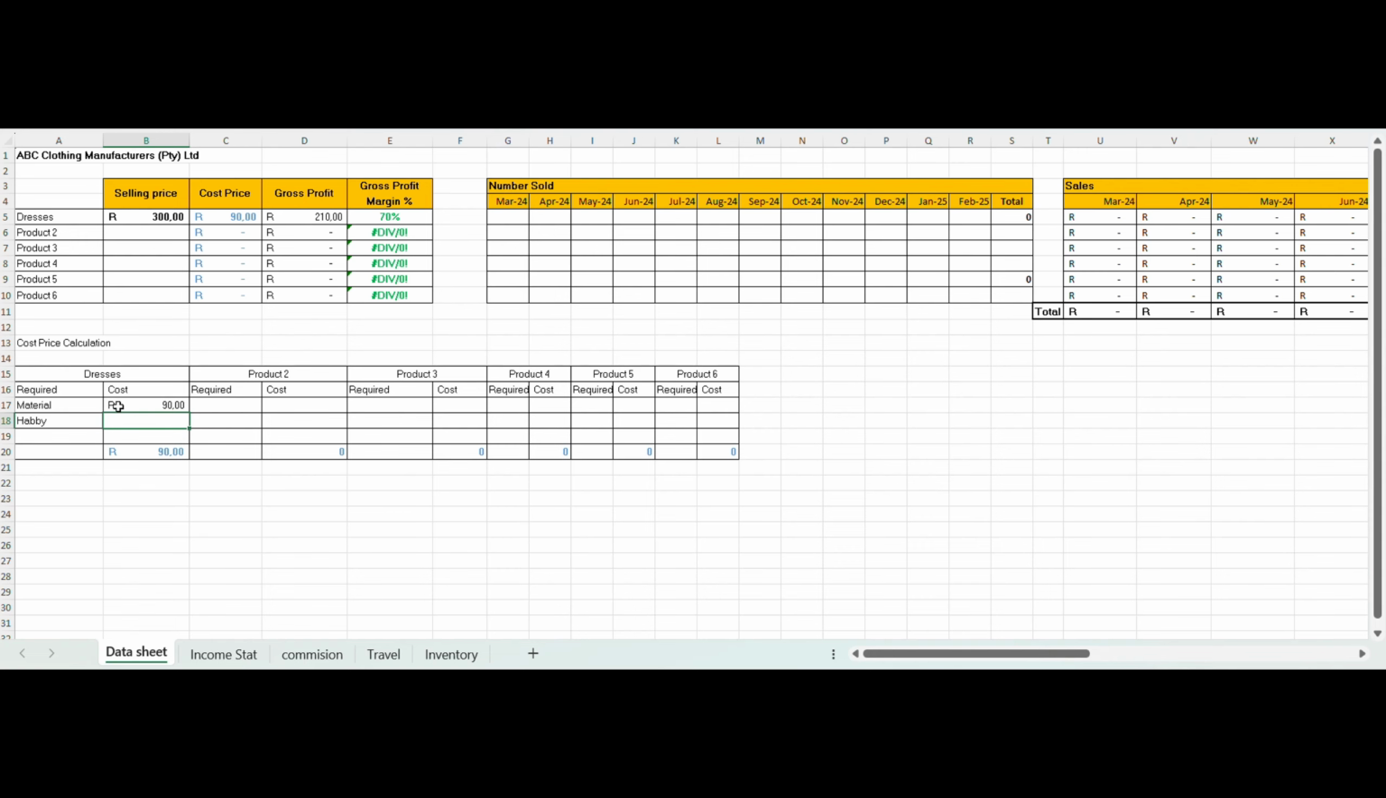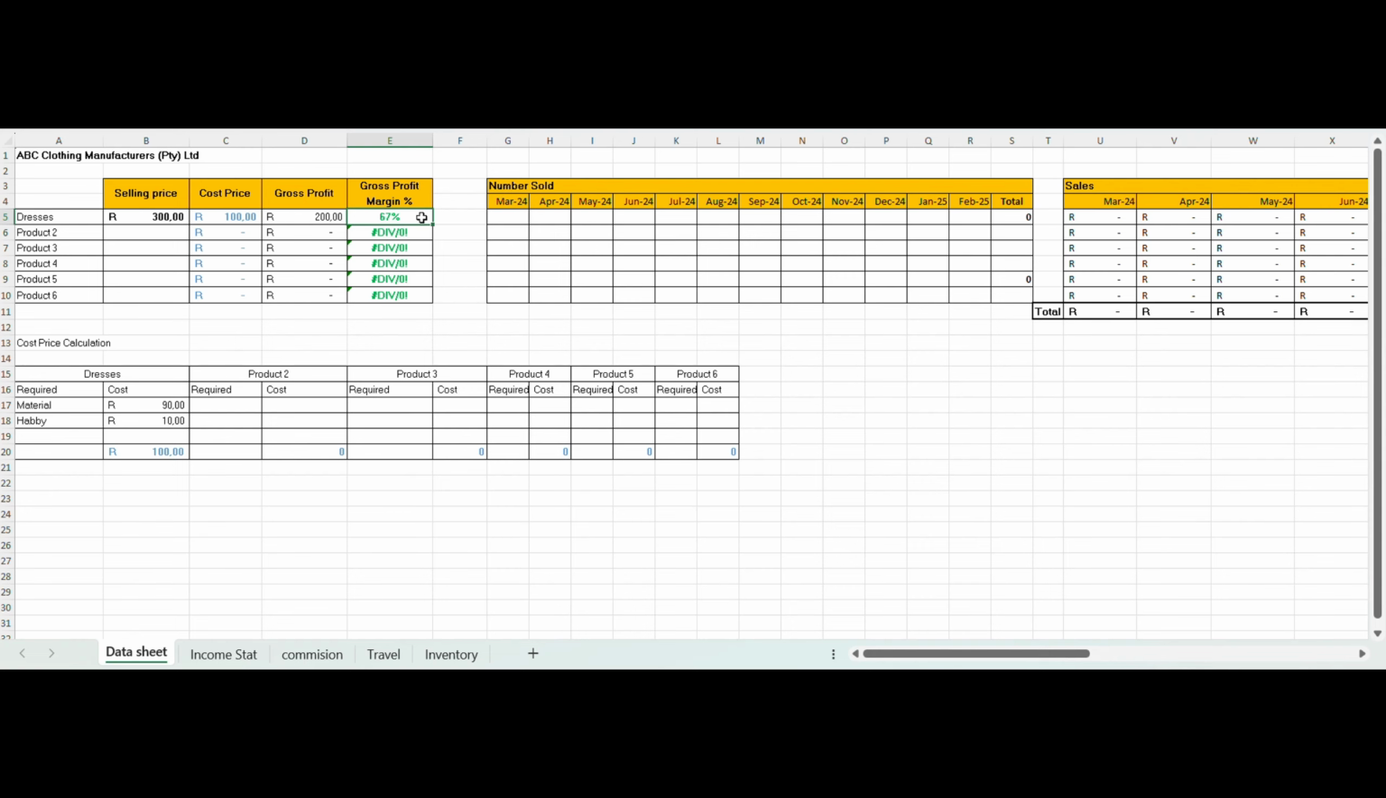Other things that may be used on the dresses could be zippers, buttons. So this is just general haberdashery, and let's say that costs 10 Rand. So the total dress cost 100 Rand to make. Then you see the spreadsheet calculates the gross profit for the dress, which is 300 Rand minus 100 Rand, which is 200 Rand. And the gross profit margin is 67%. That normally is a very good gross profit margin. I normally recommend a gross profit margin of above 60% for the business to be feasible.